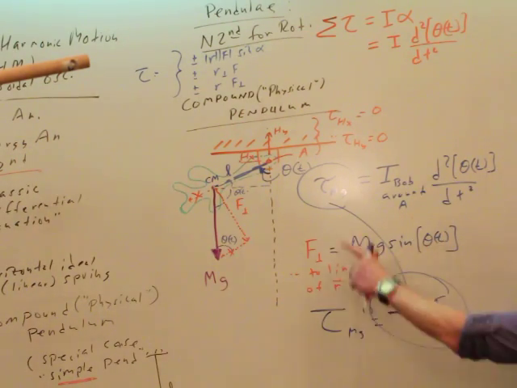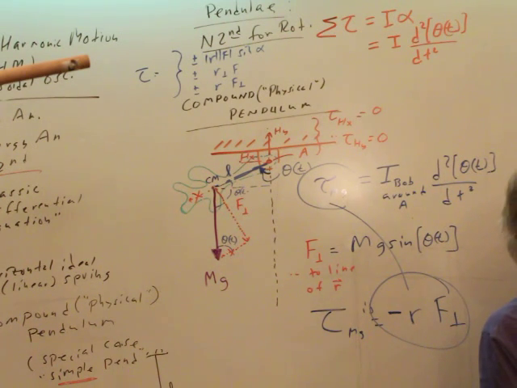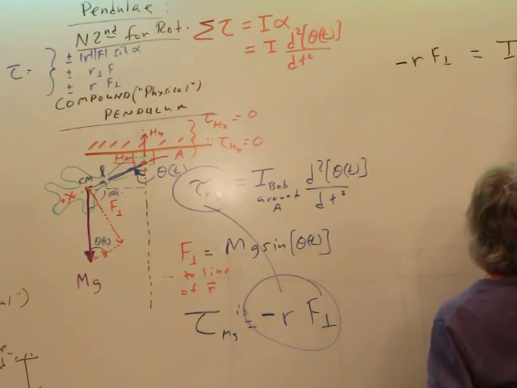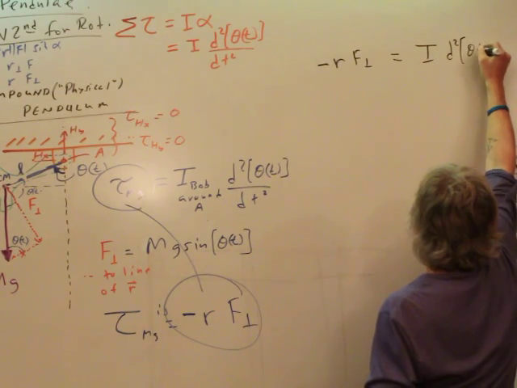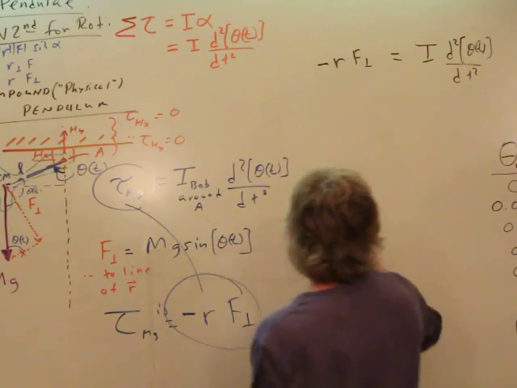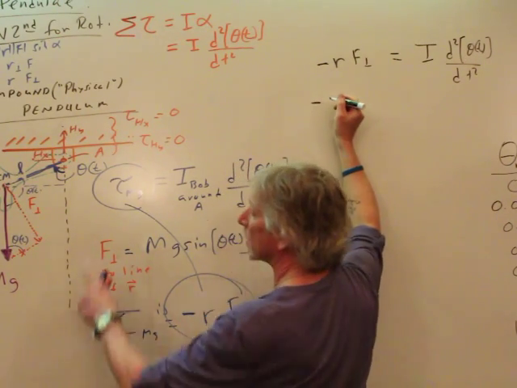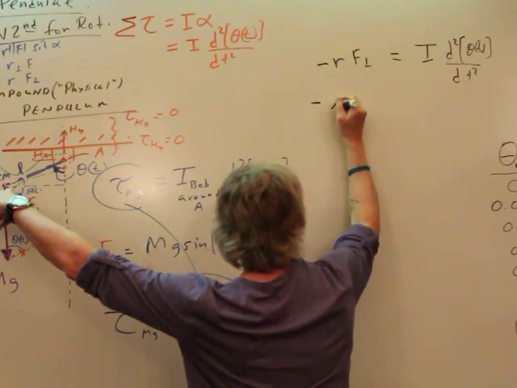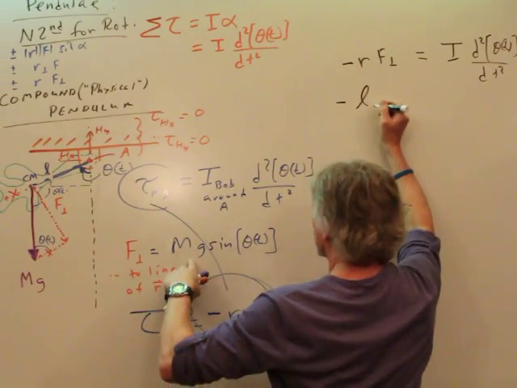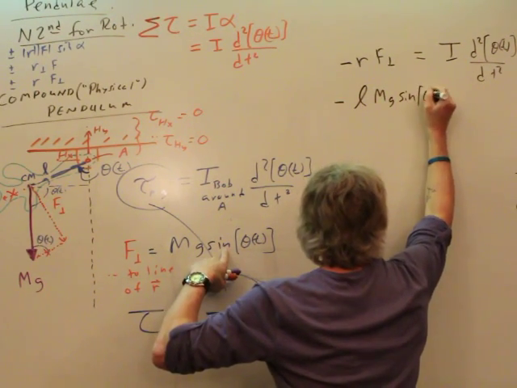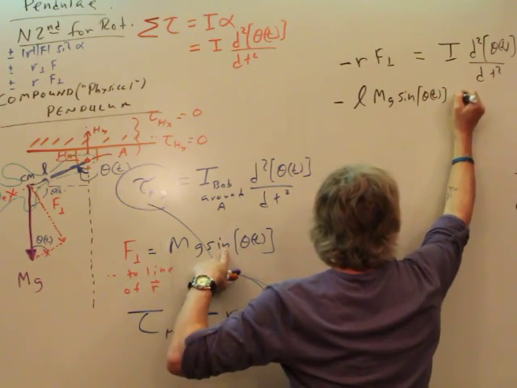I got the torque from mg is negative r F perpendicular. Negative because it's reducing the angle. That equals I d squared dt squared of theta. That is alpha right there. All right, fine. What is it in particular? Negative. Oh, r is from the axis to the point of application. That's L. F perpendicular is mg sine of this varying angle.